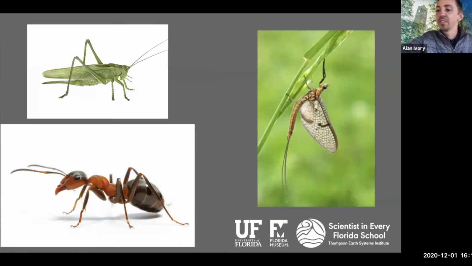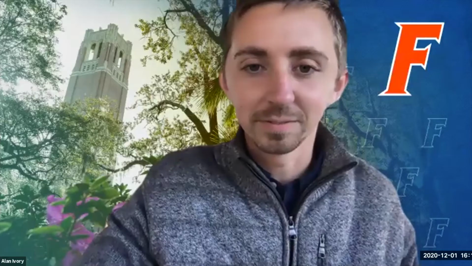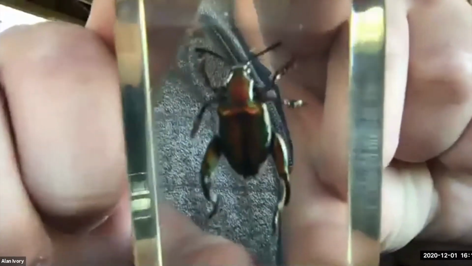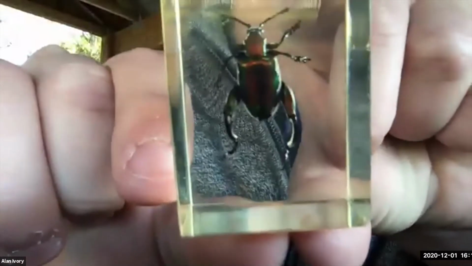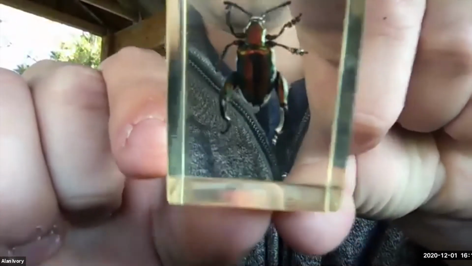So let me go ahead and show you a few different insects that I have here. Let me stop sharing my screen. All right. So you have this insect here. Hopefully you can see it. Let me turn my background off so you can see better. Hopefully you can see this insect here. Again, you can see a head, a thorax, and then the abdomen. And he's pretty shiny.